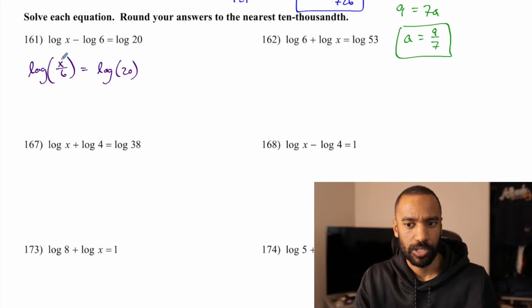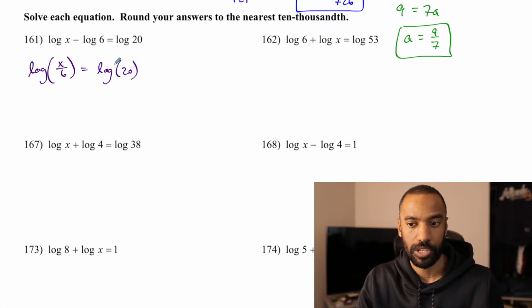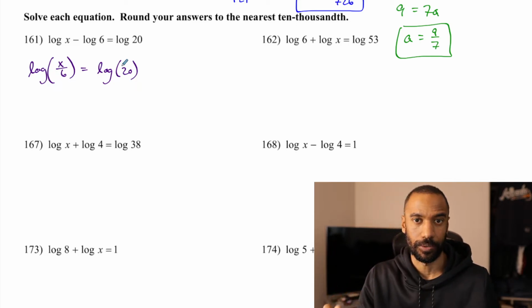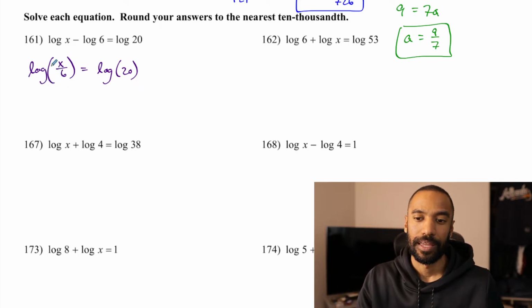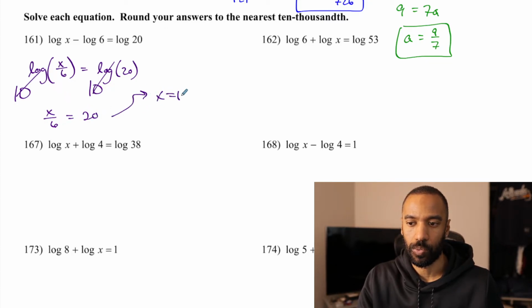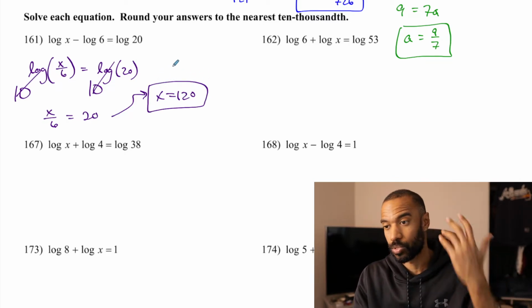How is it possible to make these logs equal to each other without just making these parts equal to each other right here, right? If log of x over 6 equals log of 20, then x over 6 has to equal 20. Otherwise, they won't equal each other. You could say, hey, 10 to this power, 10 to this power, and they cancel out. Then you're left with x over 6 equals 20. Multiply both sides by 6, you get x equals 120, which is clearly a positive number. So as long as it's positive, you're good.